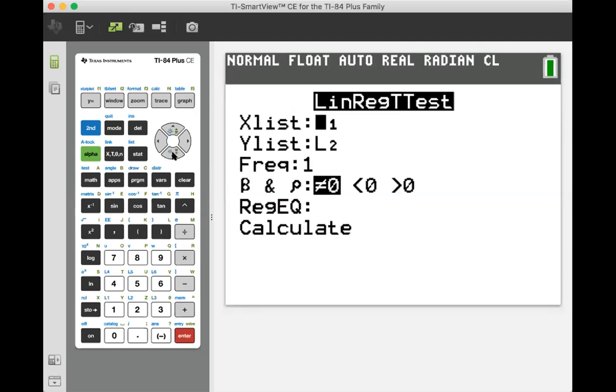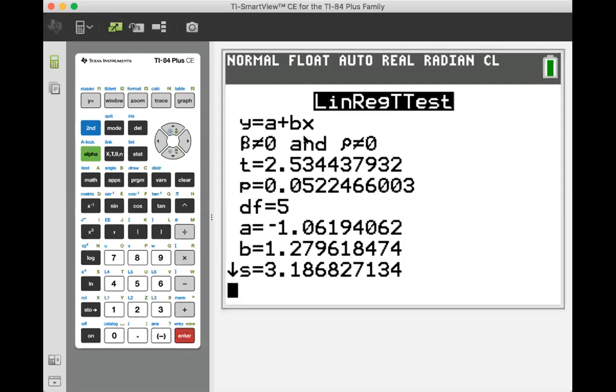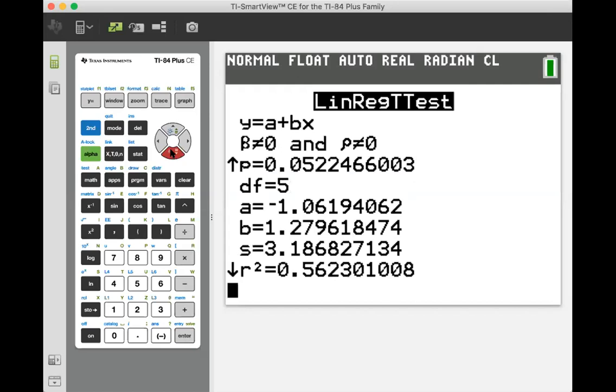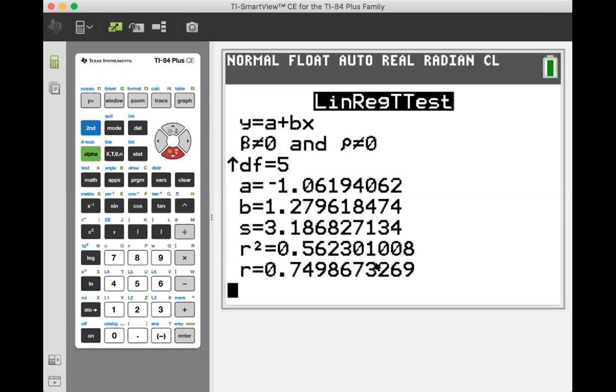So we're going to go down to calculate. And our data is in the lists already. I put them in there. I know I did because you saw me do it. And we hit calculate. And here is the first batch of data. We'll go through the important ones here, and you need to make sure that you understand which ones are important so that you know where to look for these things. There's more down below, but the R is the last thing.